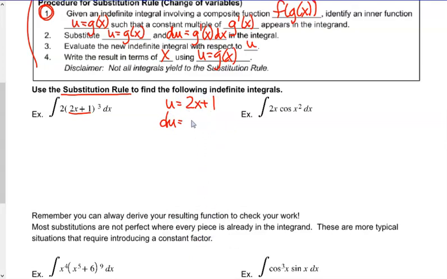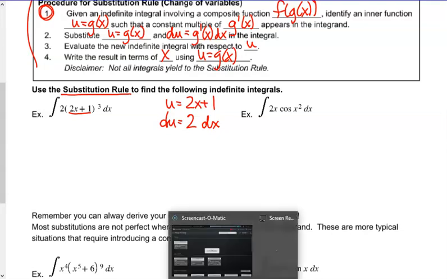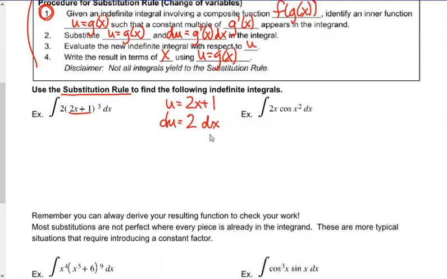So the derivative of 2x is 2. The derivative of 1 is 0. But then I have to put my differential here, dx, so that I know I took the derivative of this with respect to x. I took the derivative of this with respect to u. So that's where I get my du.